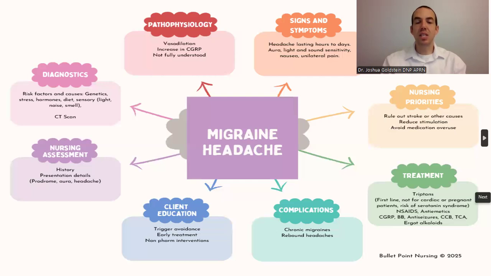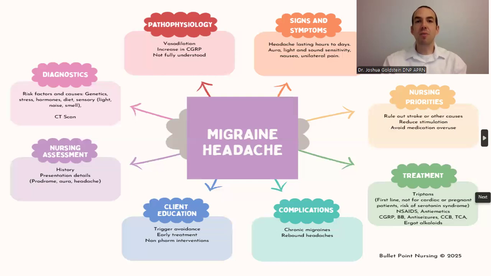We have our client education. Over here, we have to avoid triggers. So patients generally know what triggers their migraines to avoid it if possible. They should take their medication, whether it's over the counter, whether it's triptan. They should take their treatment medication as soon as they feel that migraine come on. As soon as they get that aura, if applicable, they should right away go ahead and take their migraine medication. It'll work better if it's taken early on in the migraine.